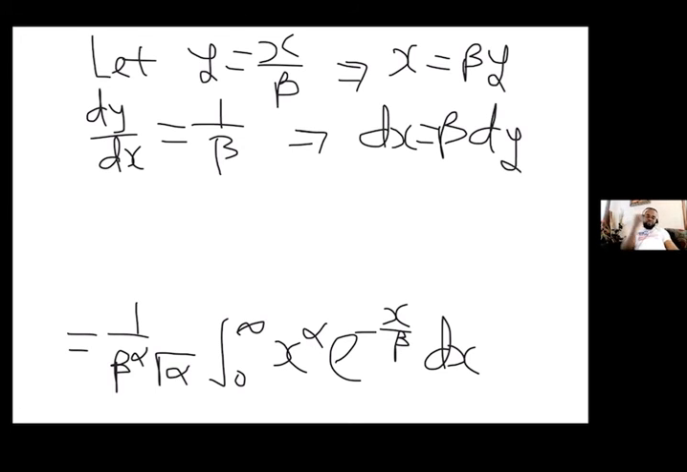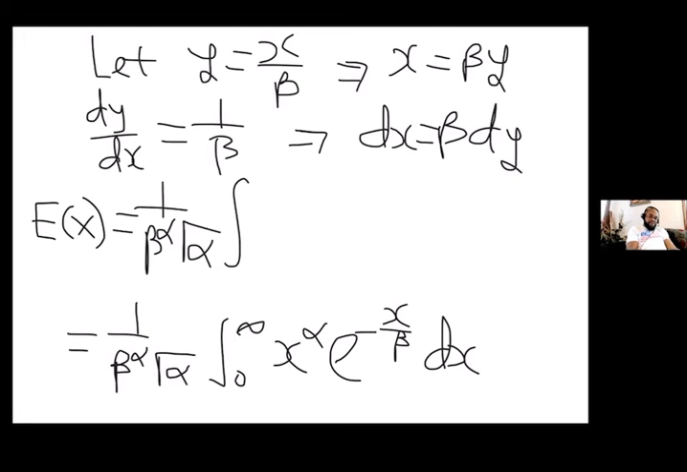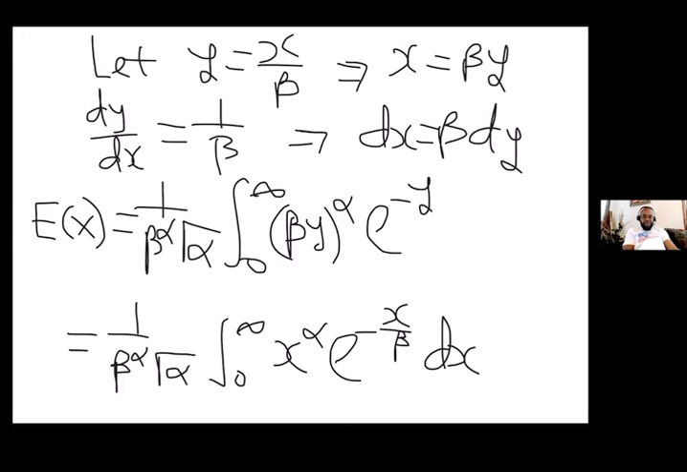I'm actually going to plug that in now. So expected value of x equals 1 over beta raised to power alpha, gamma alpha, integral from 0 to infinity. Now, instead of x raised to power alpha, I'm going to write beta y raised to power alpha, and instead of the exponential, I'm going to write e raised to power minus y, and instead of dx, I'm going to write beta dy.